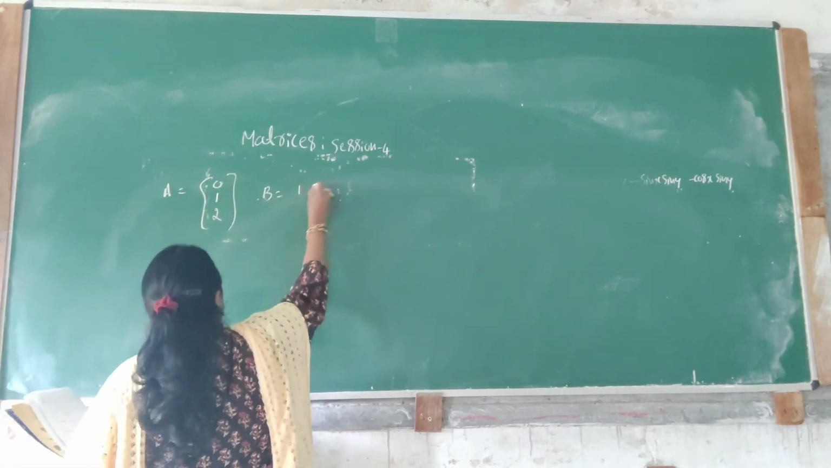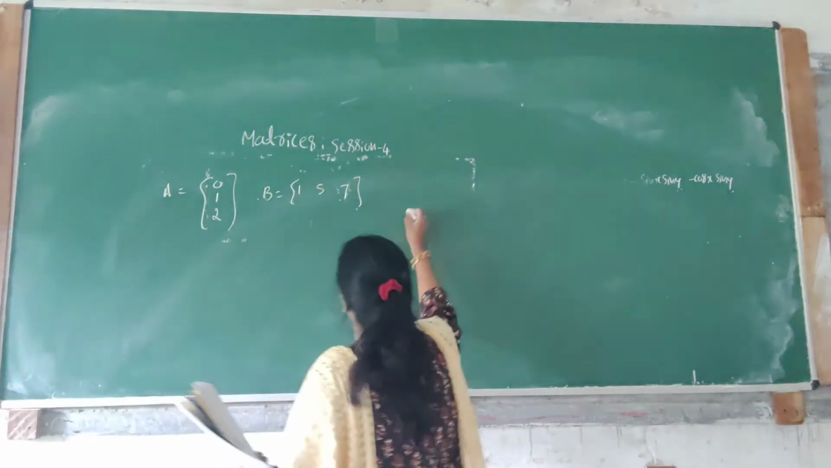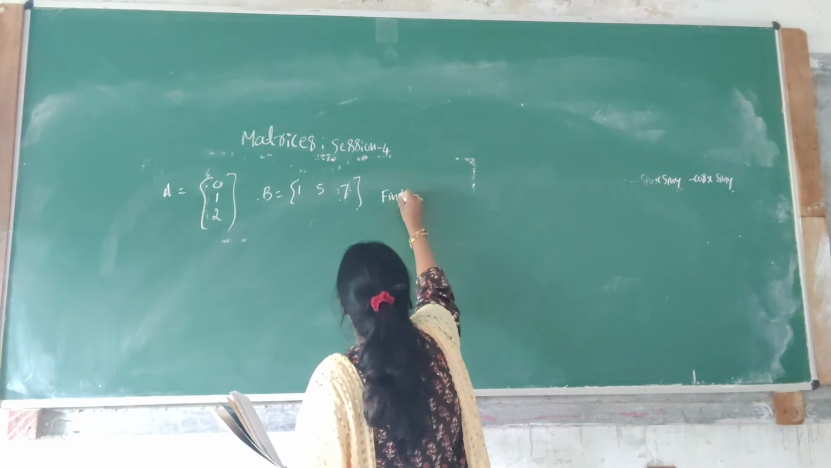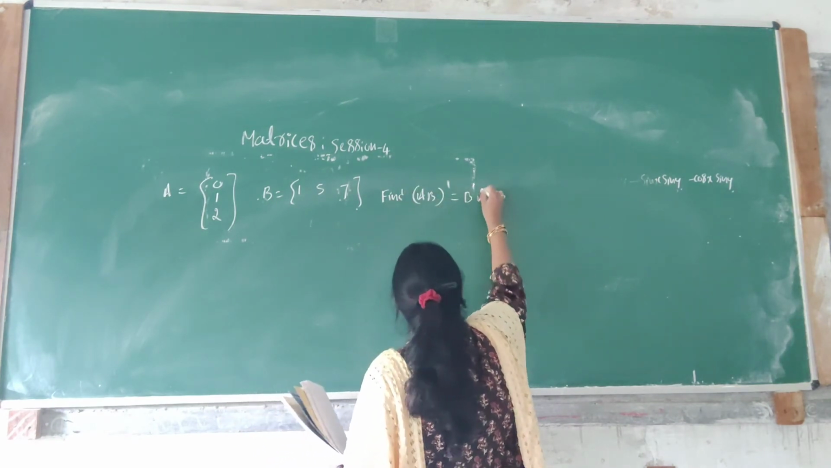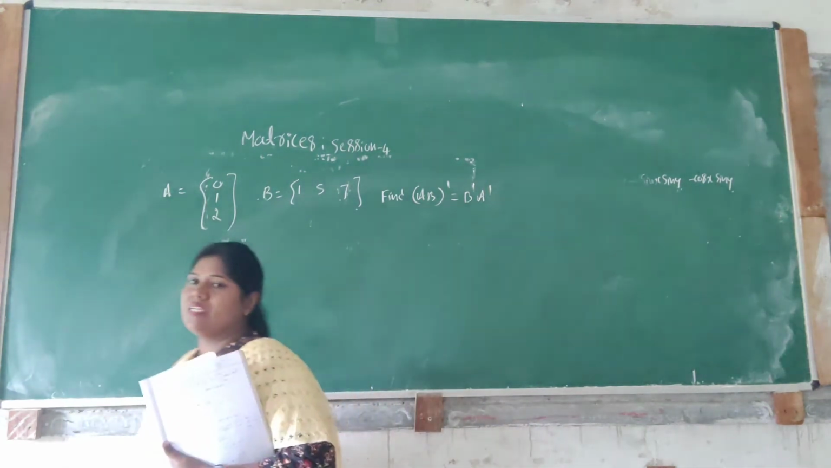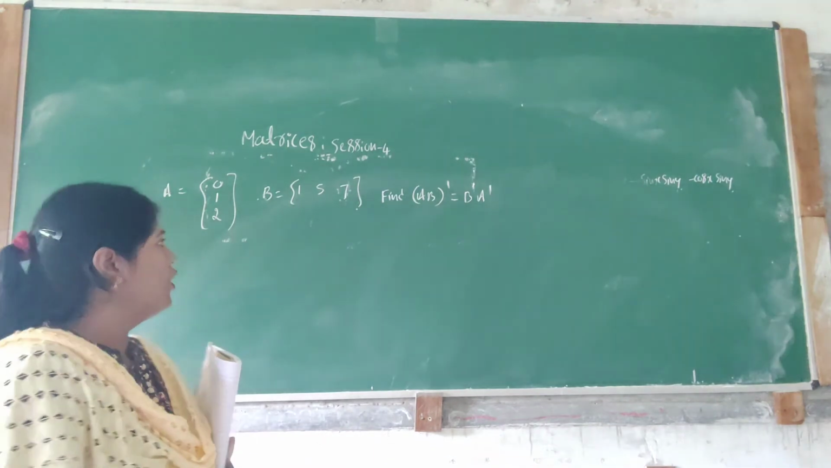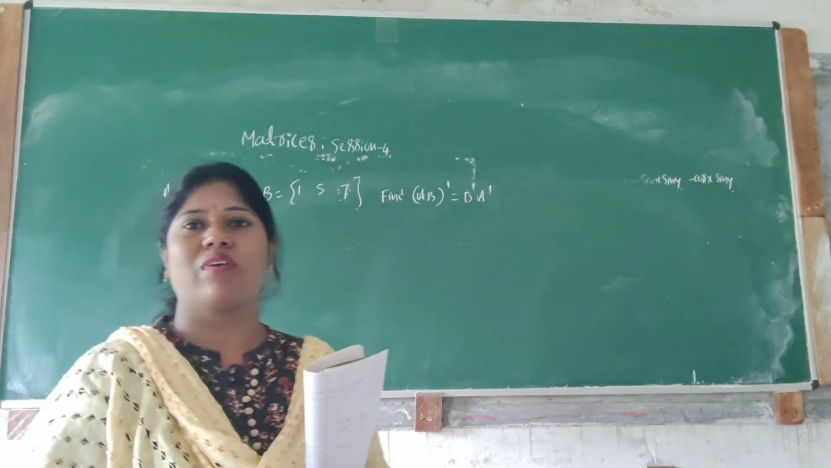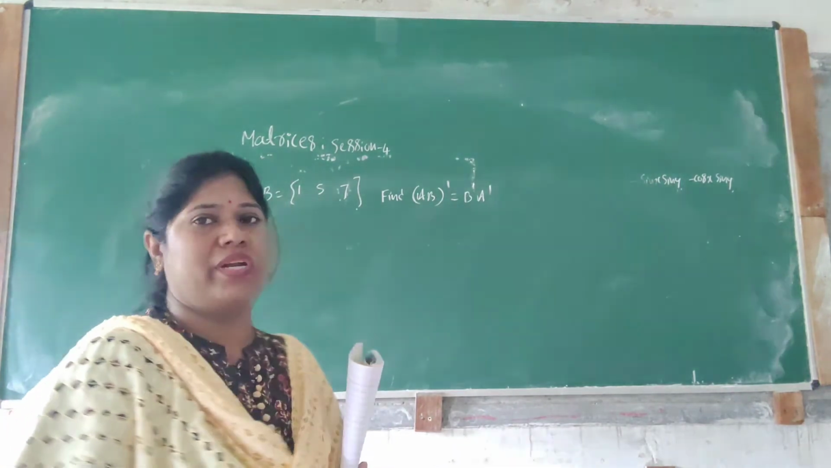B is equal to [1, 5, 7]. So find (AB)' = B'A'. This is also multiplication of matrices. Students usually get 0 for this because they don't know the definition of matrix multiplication.